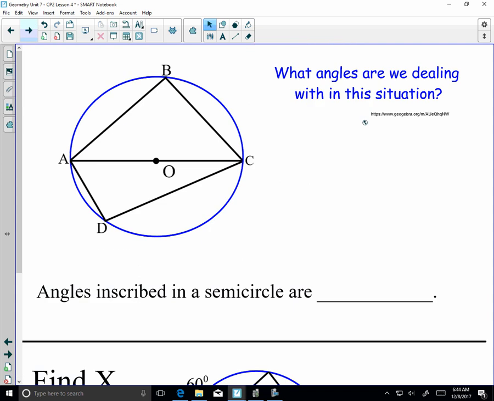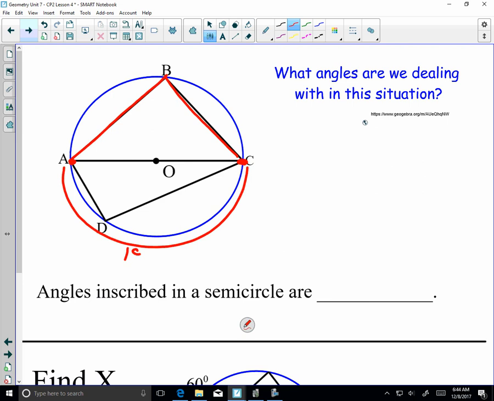Okay, now, if we have an inscribed angle inside a semicircle, think about our rule. It's still an inscribed angle. The arc that it creates is 180. So what's our rule as we work back across? We have to take that value and divide by 2, and it gives us a 90-degree angle.